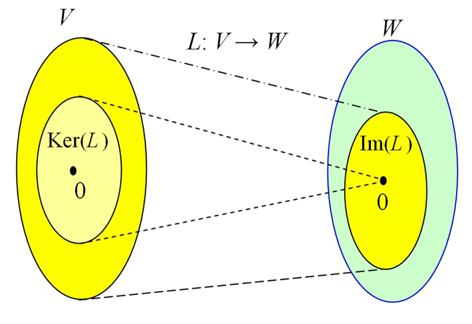L(v1) = L(v2) ⟺ L(v1 − v2) = 0. It follows that the image of L is isomorphic to the quotient of V by the kernel: im L ≅ V / ker L. This implies the rank-nullity theorem: dim ker L + dim im L = dim V.